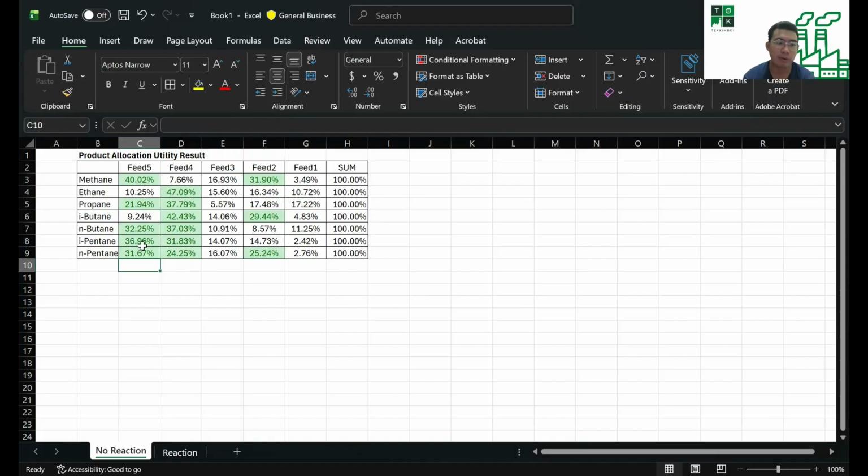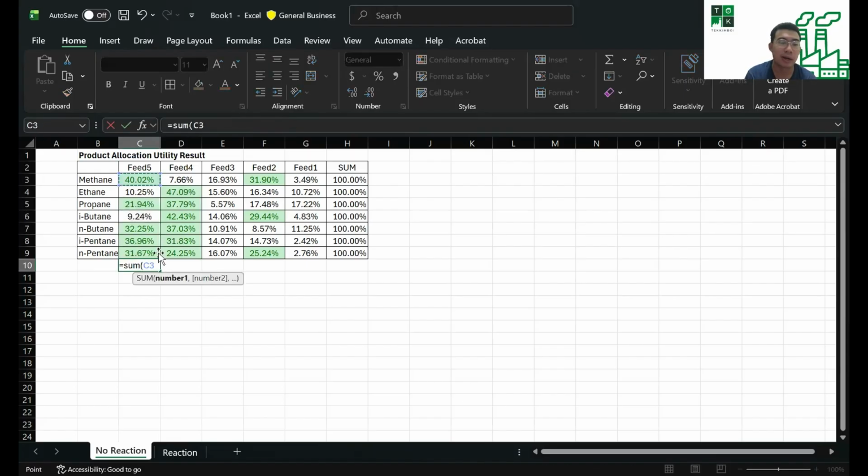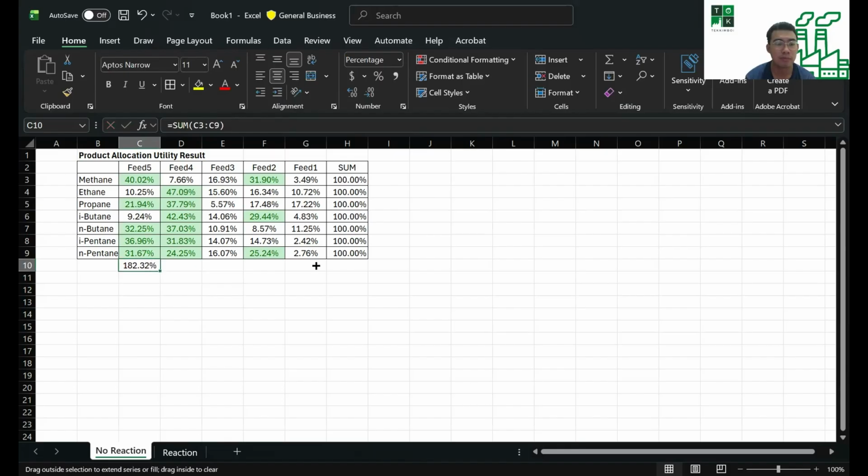If we sum this vertically, it will not sum to 100% because this is not the flow of the feed. Feed 5 doesn't mean 40% is methane, no. But this is the contribution of feed 5 to the product for each species.